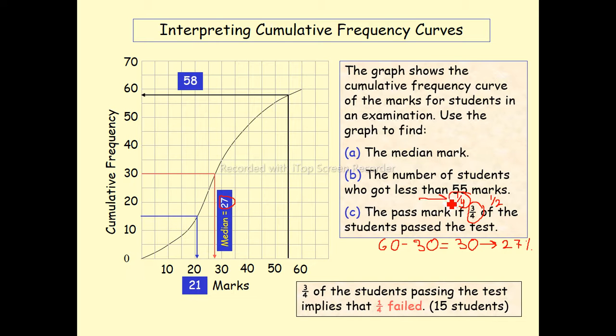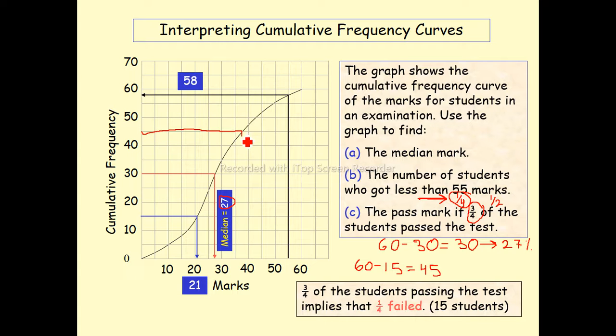So if a quarter pass, how much is a quarter? 60. How much is a quarter from 60? 15. So that means 60 minus 15. How much failed? 45. 45 failed. So that means that 45 got less than a certain mark. So that means we have to go to 45, and measure that there, and then we need to go down.